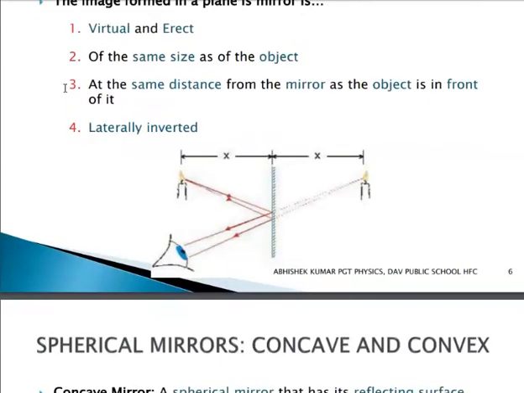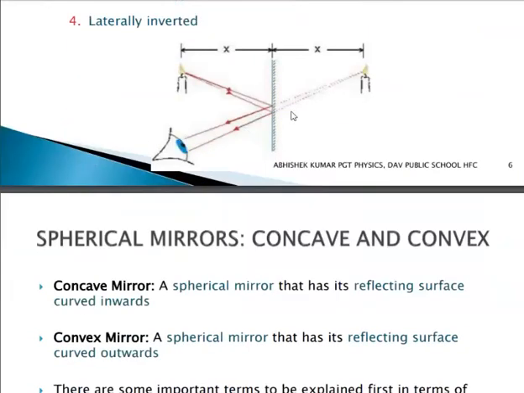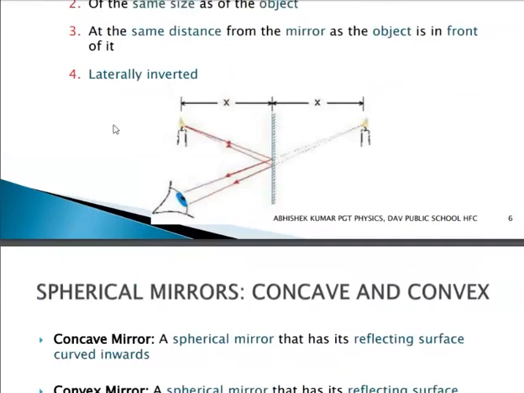And the third characteristic of the image formed by the plane mirror is that the image is formed at the same distance behind the mirror as the object is in front of the mirror. And the last characteristic of the image formed by the plane mirror is that it is laterally inverted. That is, the left side of the object will appear as the right side in its image. This is called lateral inversion.